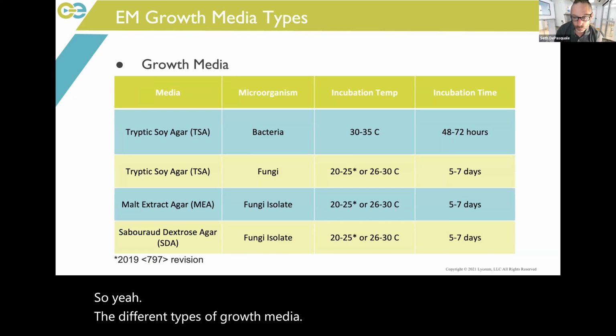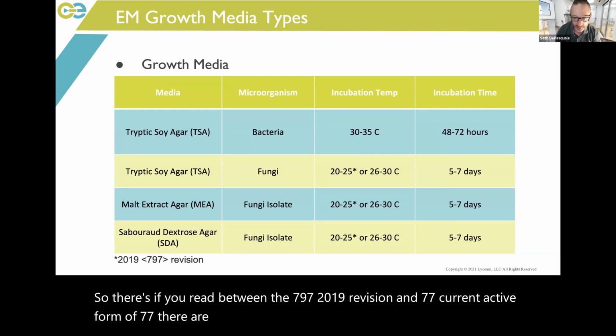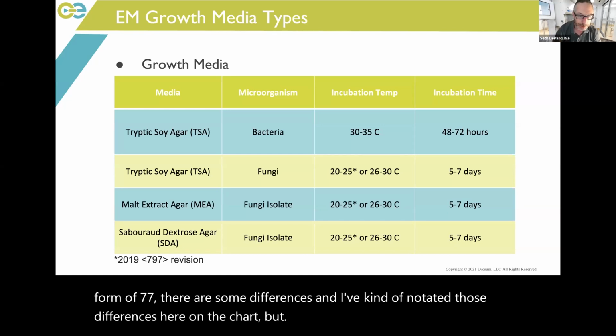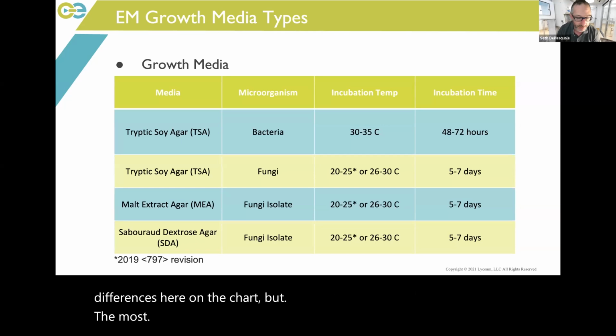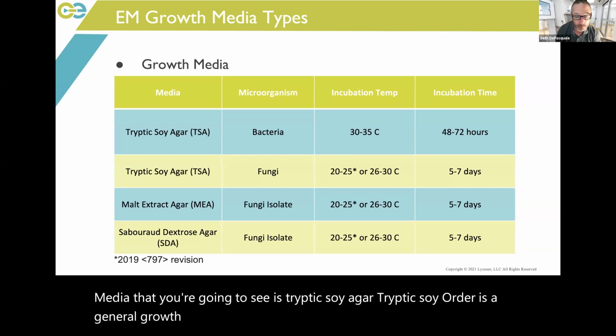If you read between the 797 2019 revision and the current active form of 797, there are some differences, and I've notated those differences here on the chart. But the most prolific or abundant media that you're going to see is tryptic soy agar. Tryptic soy agar is a general growth media that can actually be used for both bacteria and fungi.